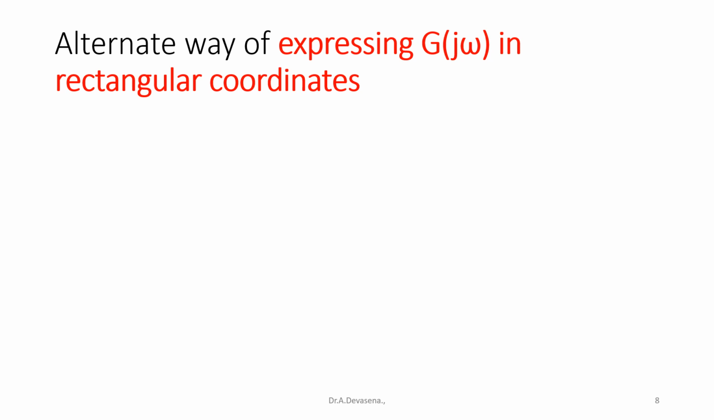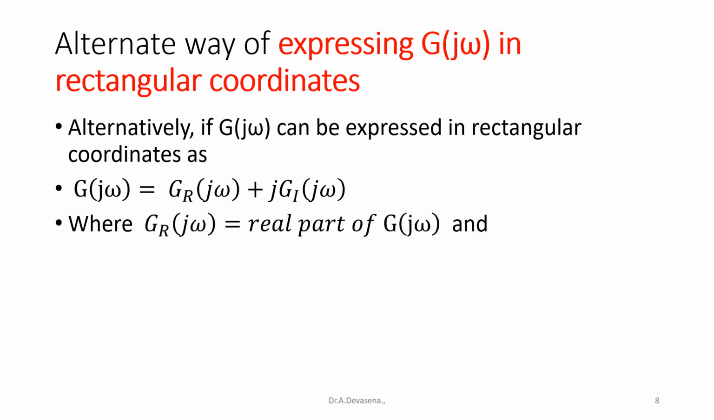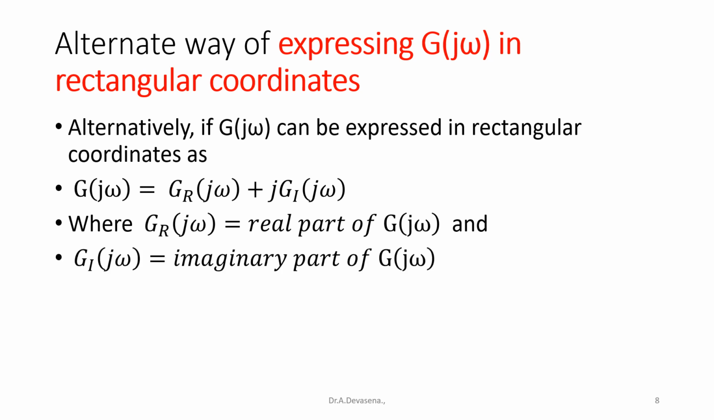Alternate way of expressing G of j omega in rectangular coordinates. Alternatively, G of j omega can be expressed in rectangular coordinates as G of j omega is equal to G suffix R of j omega plus j into G suffix I of j omega, where G suffix R of j omega is equal to the real part of G of j omega and G suffix I of j omega is equal to the imaginary part of G of j omega.